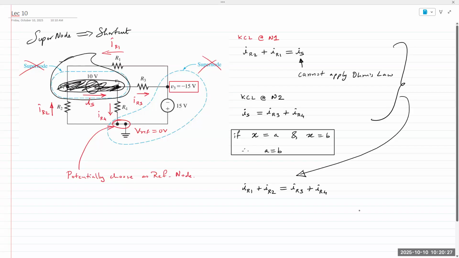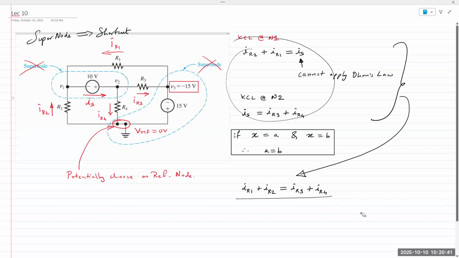That's all it is. And so we don't have to write these 2 equations. We can directly write this equation. Because if we take nodes 1 and 2 and we combine them, what can we get? Well, what do we get?